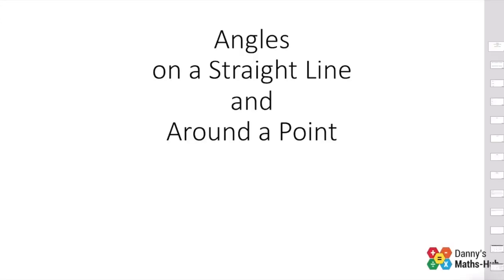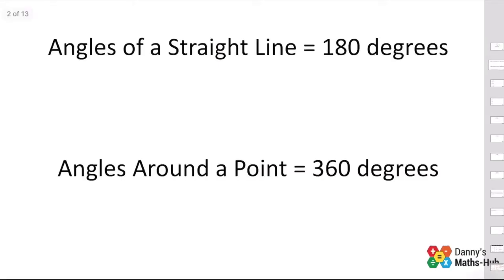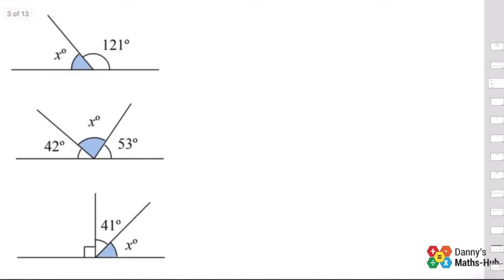So today we're looking at angles on a straight line and around a point. Now these are the two most important facts for today. That angles on a straight line add up to 180 degrees and angles around a point add up to 360 degrees. When we know this information, we can answer questions that look like this.